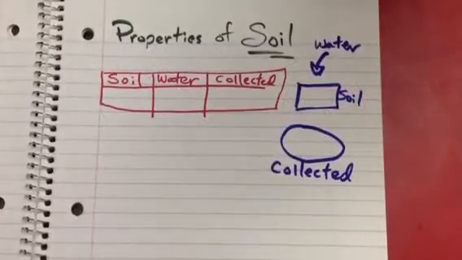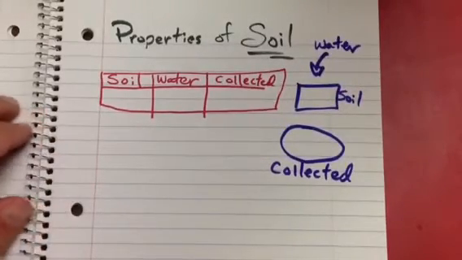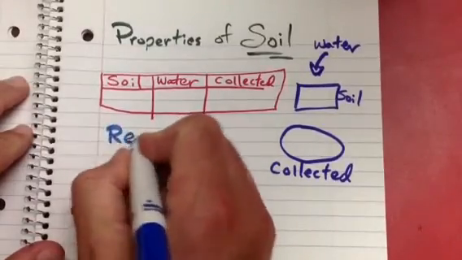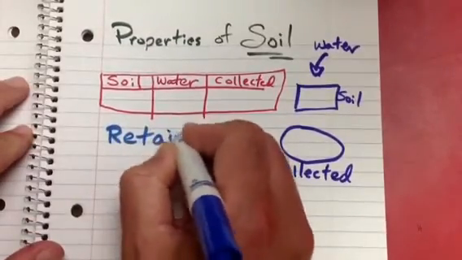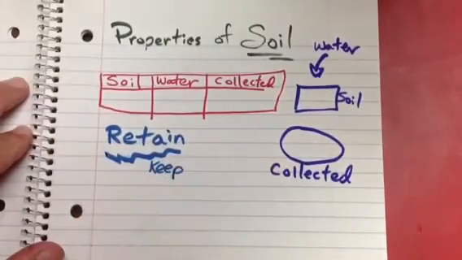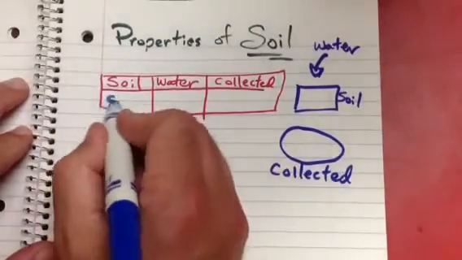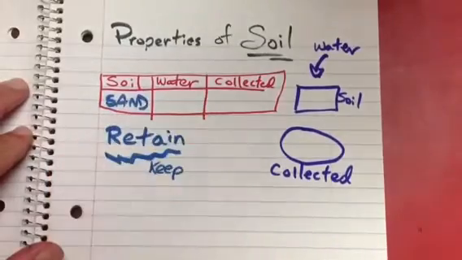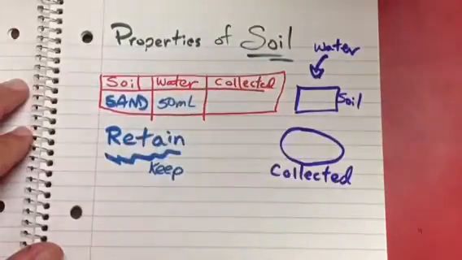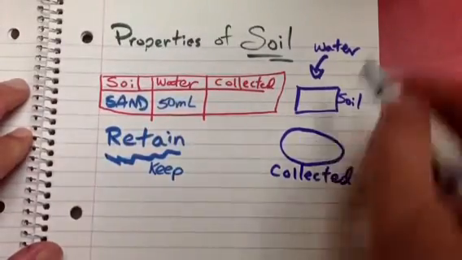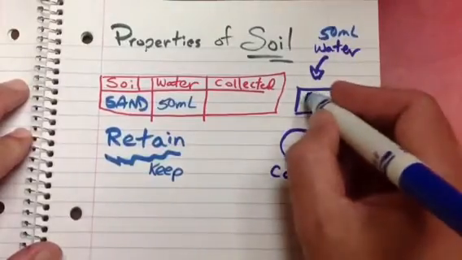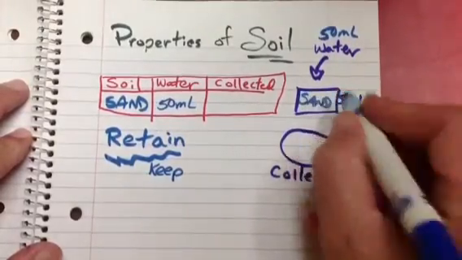Properties of soil. We tested the main property of soil, the soil's ability to retain water. That's what we want to look at first. Retain water means you are keeping the water in the soil. For our soil like sand, we tested sand. We added maybe 50 milliliters of water. Here's the example: the 50 milliliters of water goes into the soil, here's our sand all in the cup.